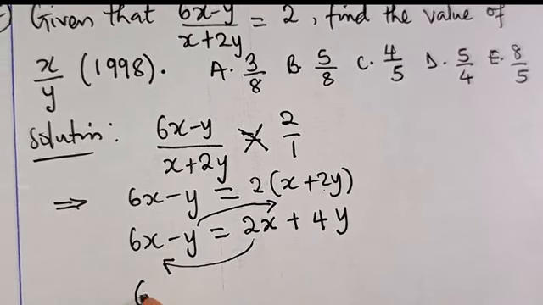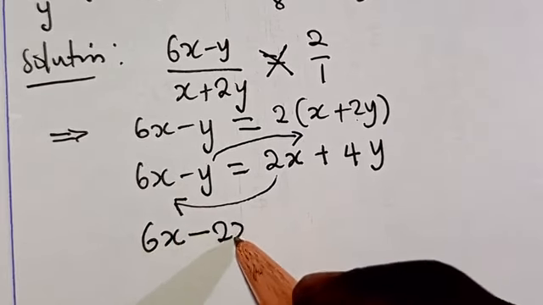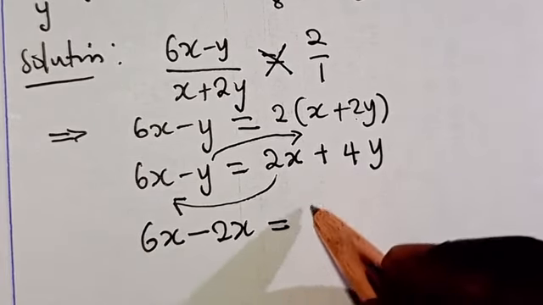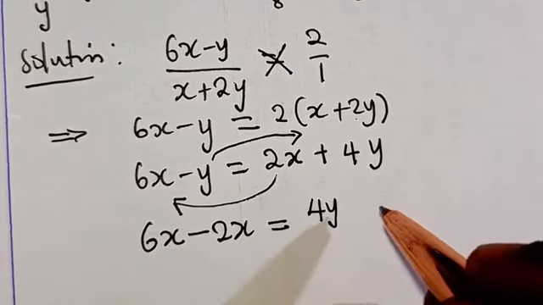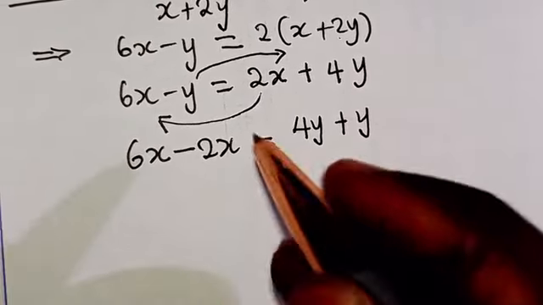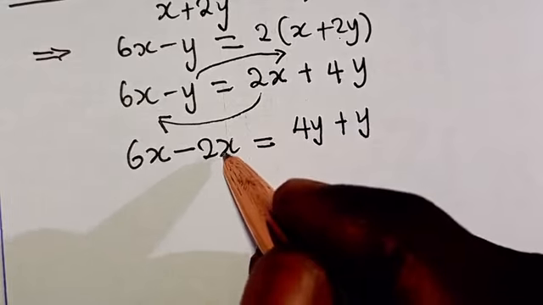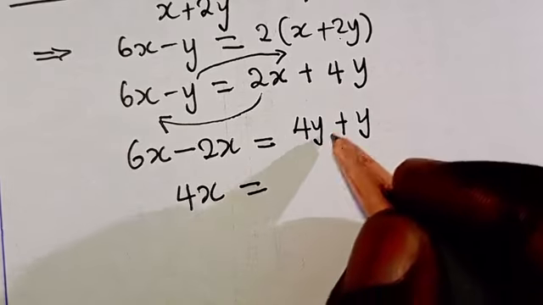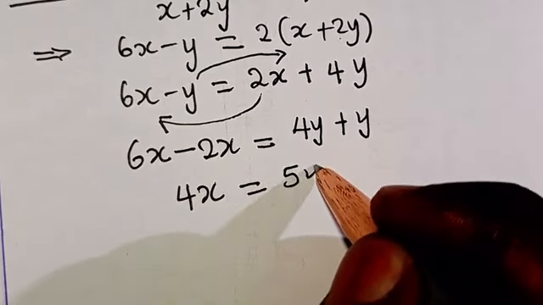So we are going to have 6x minus 2x, as this one is coming to the left hand side, it will have to change to negative. Then 4y, this one we're going to change to positive y. So now from there we have 6x minus, you are taking away 2x from 6x, that will give us 4x equals 4y plus y, that will give us 5y.